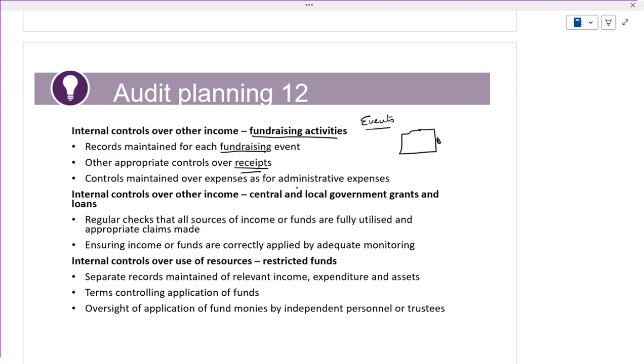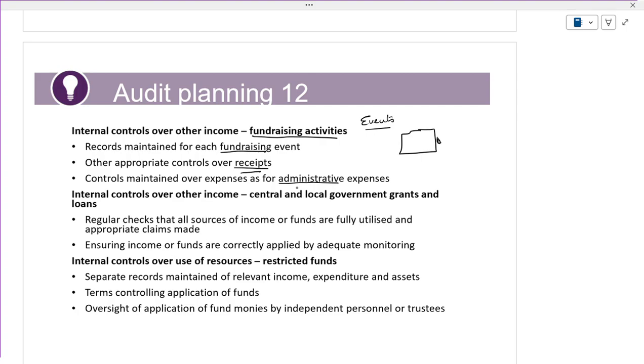Controls maintained over expenses, as for administration. It's not like a profit organization where the expenses can be based on the level of the staff member. Okay, it will have a different way.